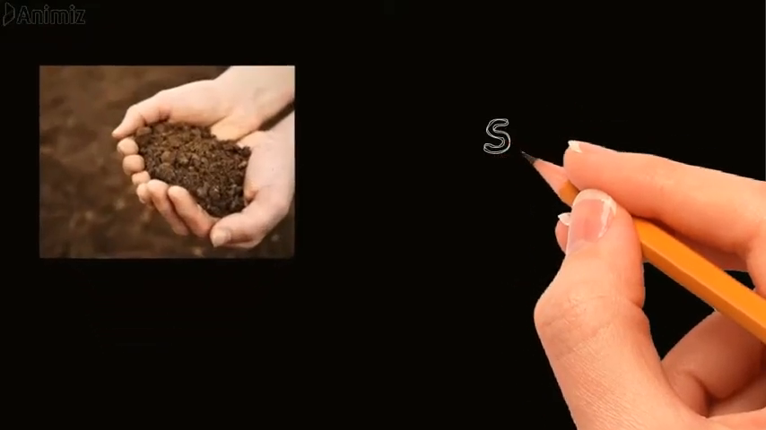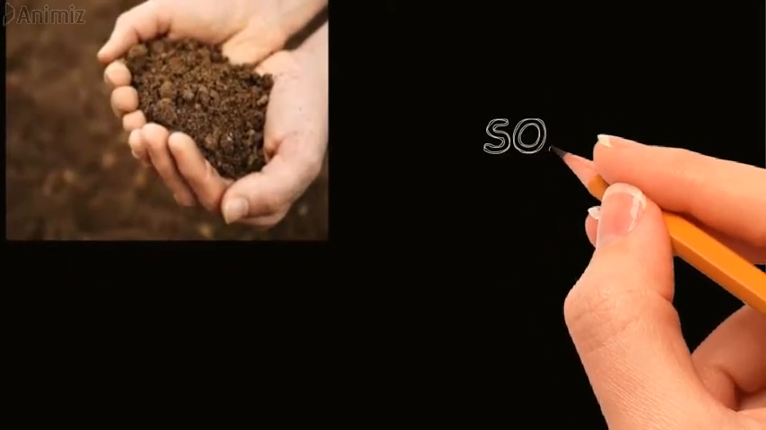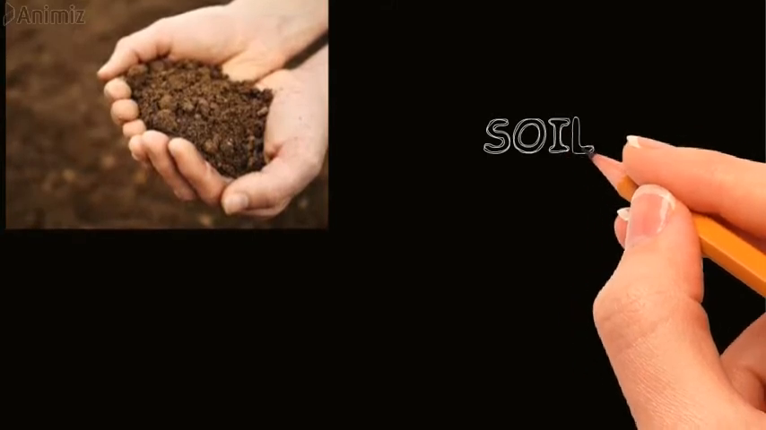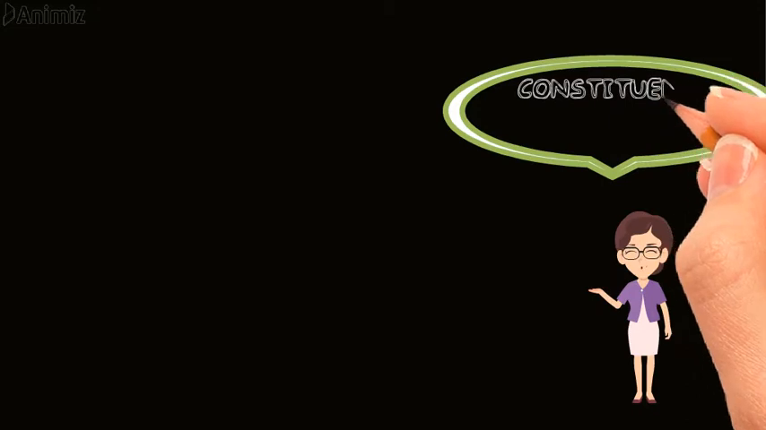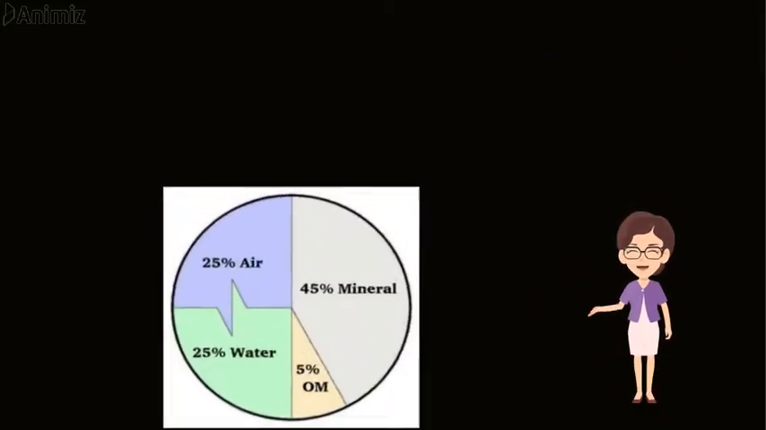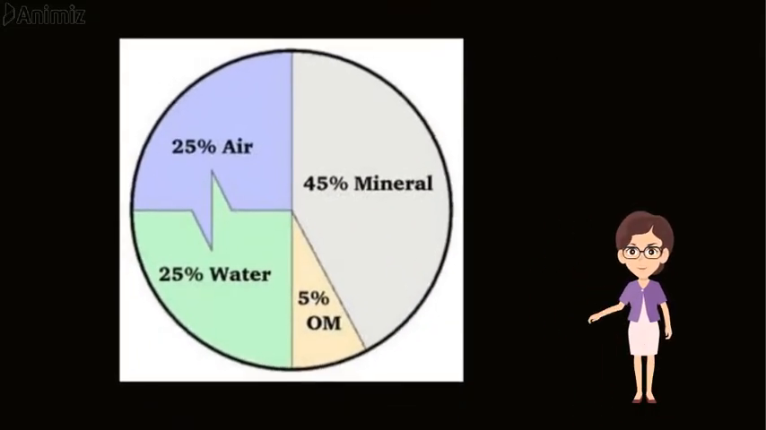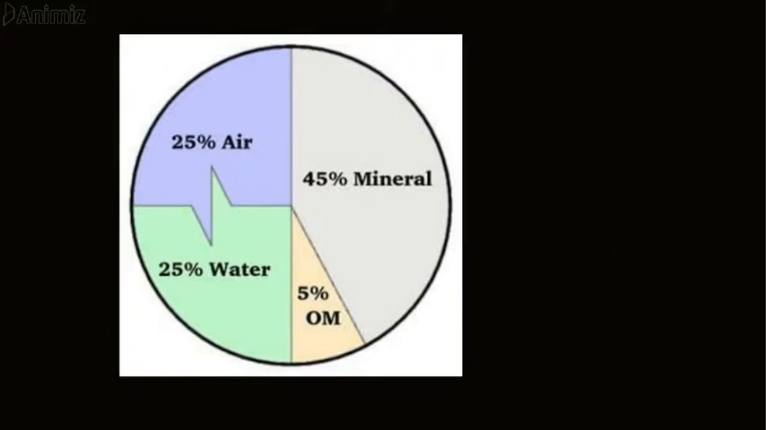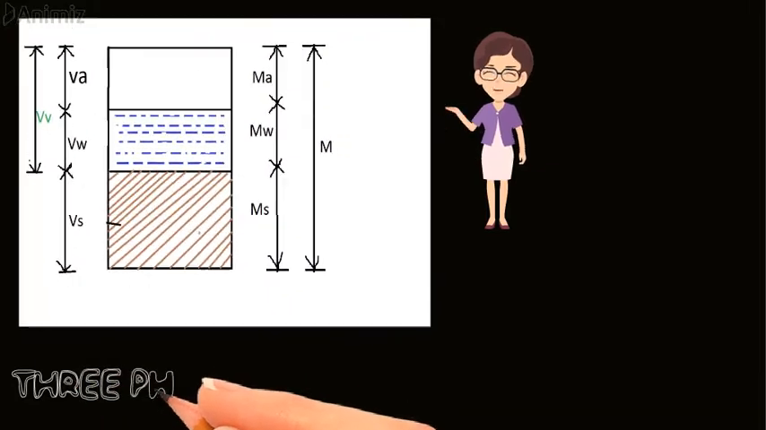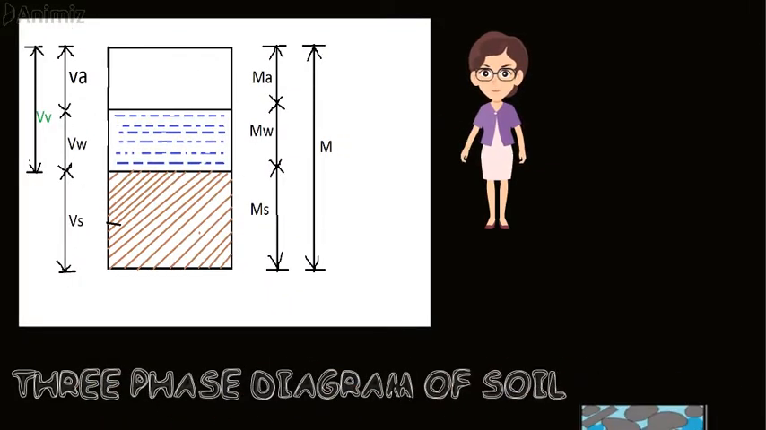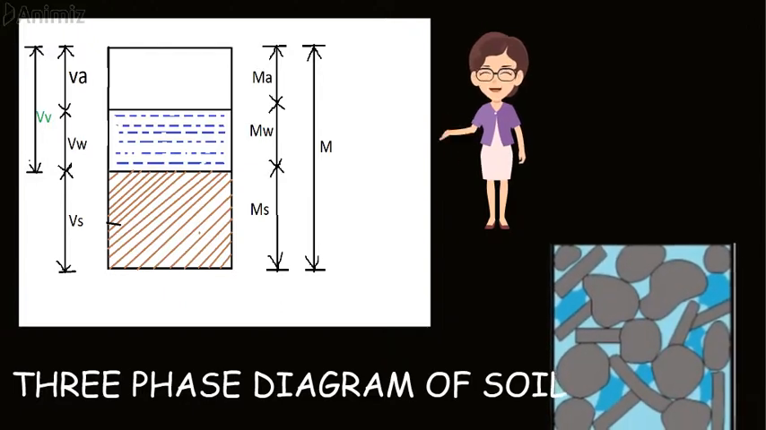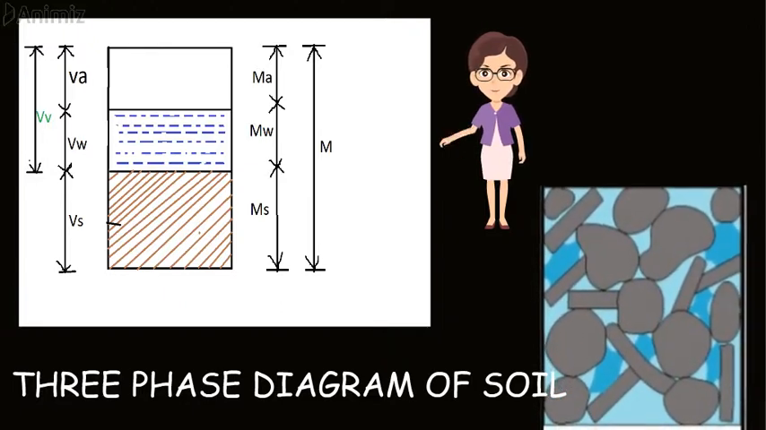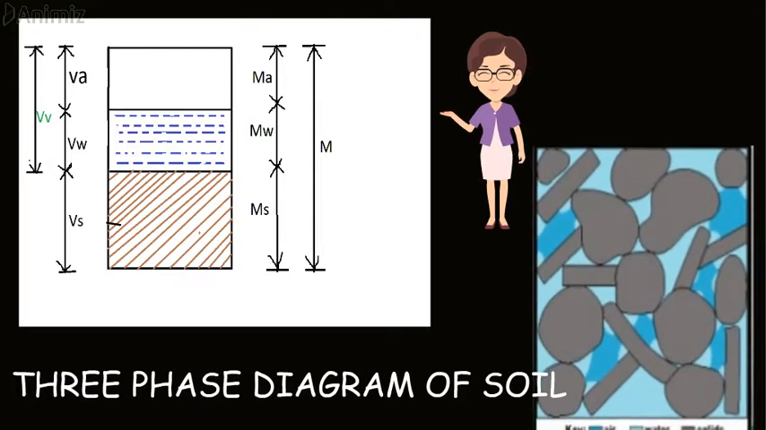So first we have to know the basic definition, that is soil, upon which all the geotechnical applications take place. So what are the constituents of soil? It consists of air, water and solid, which we can sum up as mineral and organic matter. The voids in the soil mass may be filled with air and water. The three constituents are blended together to form a complex structure.